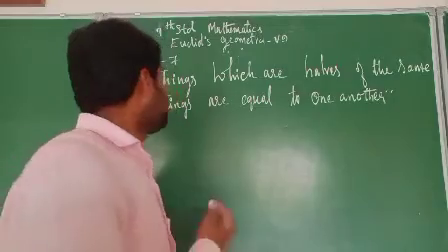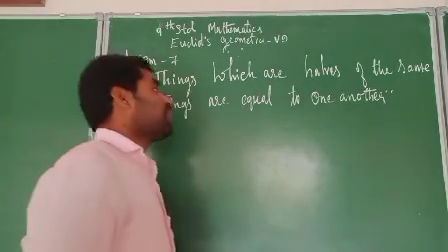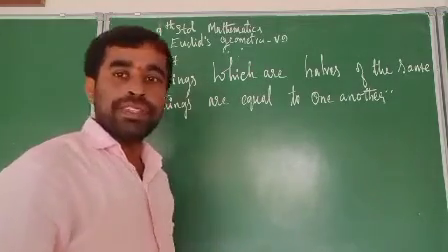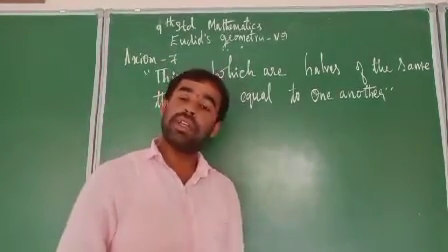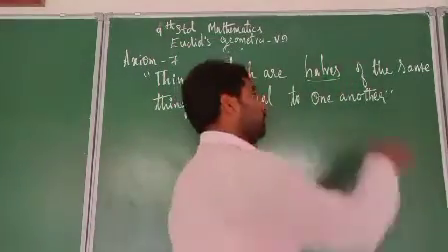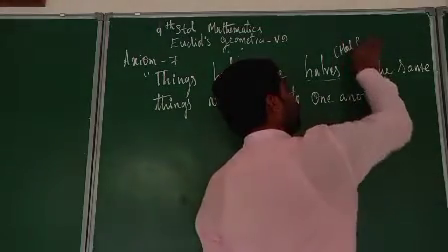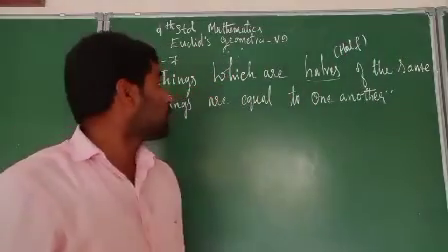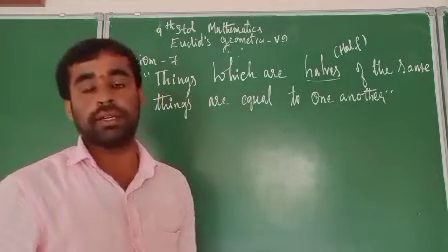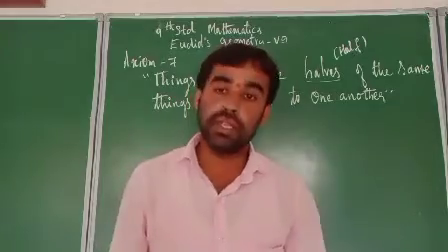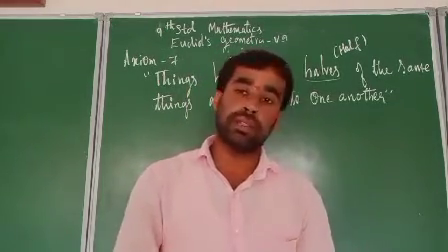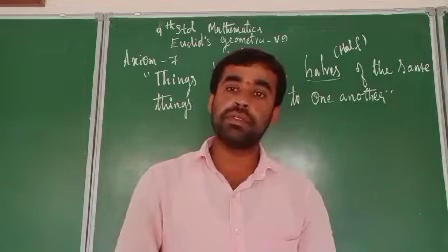Dear students, we have to come to the next one, axiom 7. Things which are halves of the same things are equal to one another. That means if you take two things that are equal, and you make them into half, things which are half of the same things are equal to one another. If you take any two things which are equal to one another, if you take half of that, then they are equal to one another. That is axiom number 7.